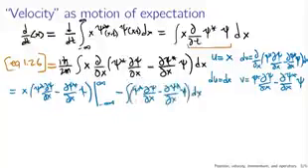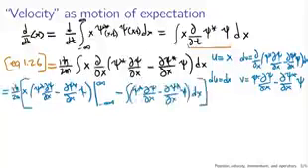Now what's nice, I forgot something here. What did I forget? My leading constants. I still have this i h bar over 2m out there. i h bar over 2m is multiplied by this entire expression.